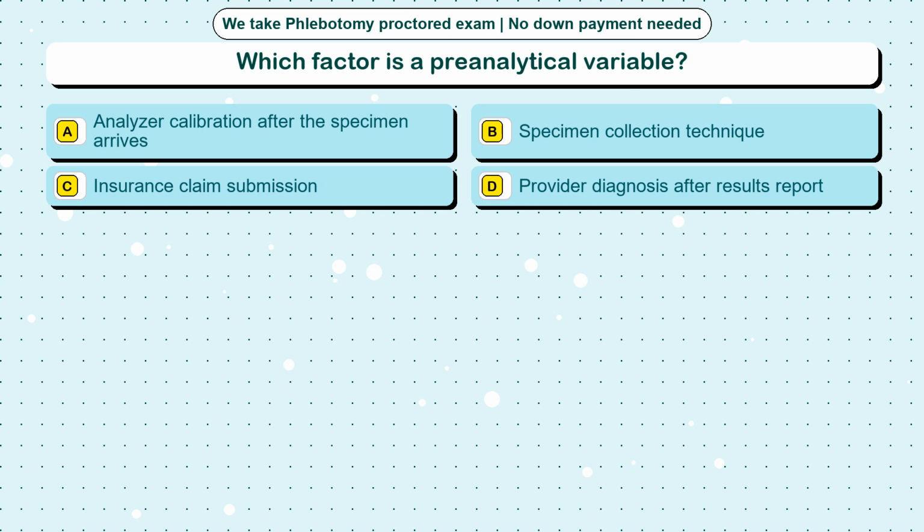Question 84. Which factor is a pre-analytical variable? Option A, analyzer calibration after the specimen arrives. Option B, specimen collection technique. Option C, insurance claim submission. Option D, provider diagnosis after results report.